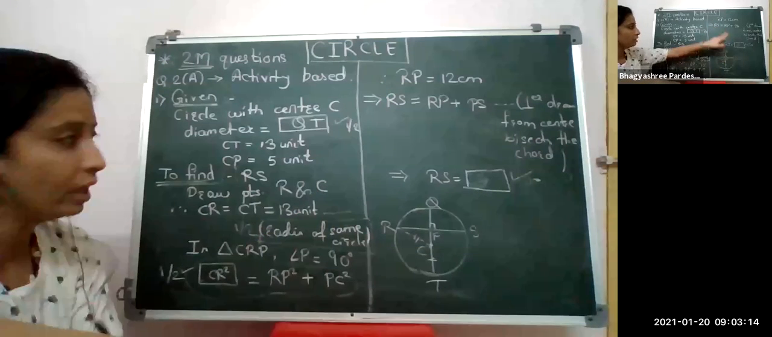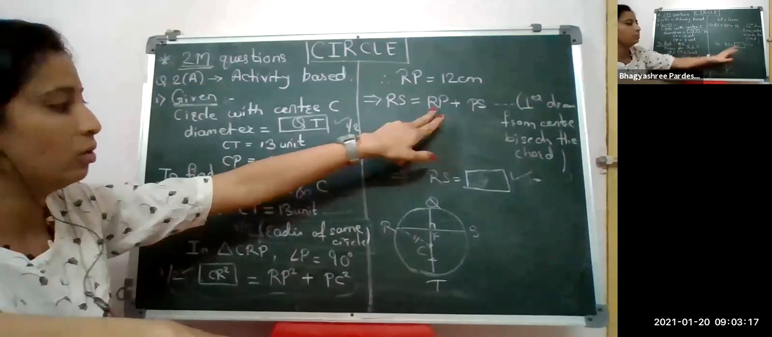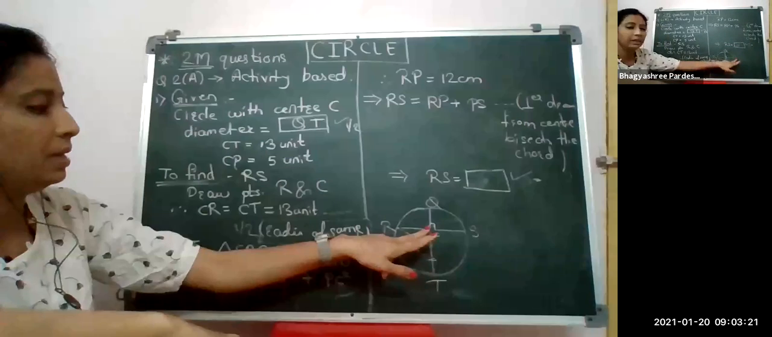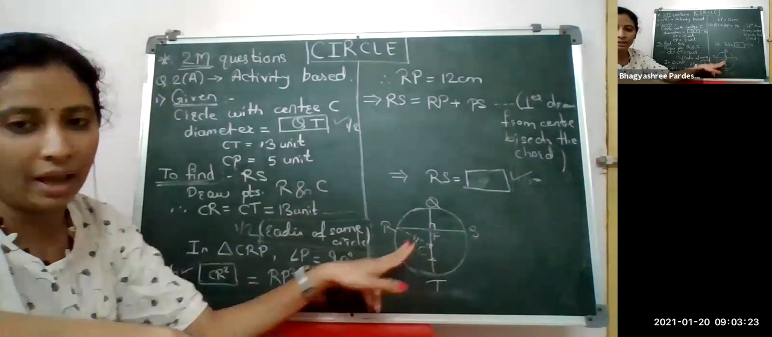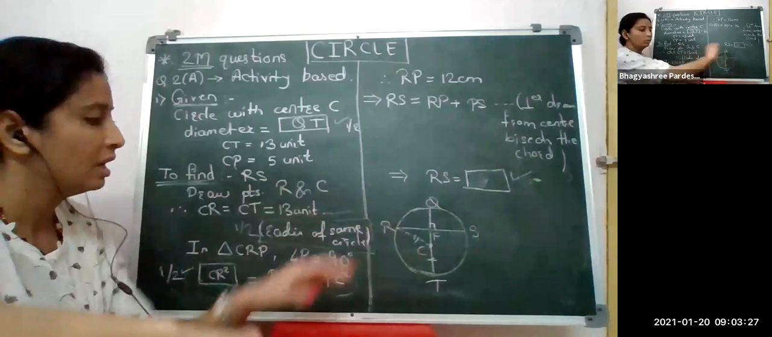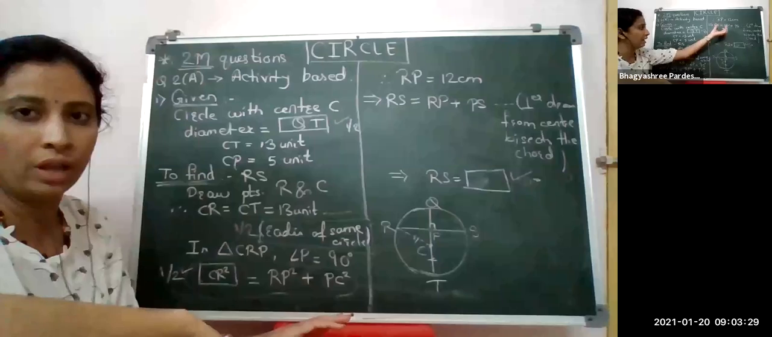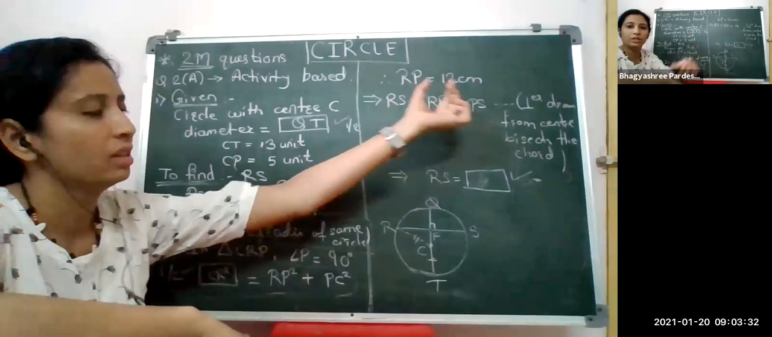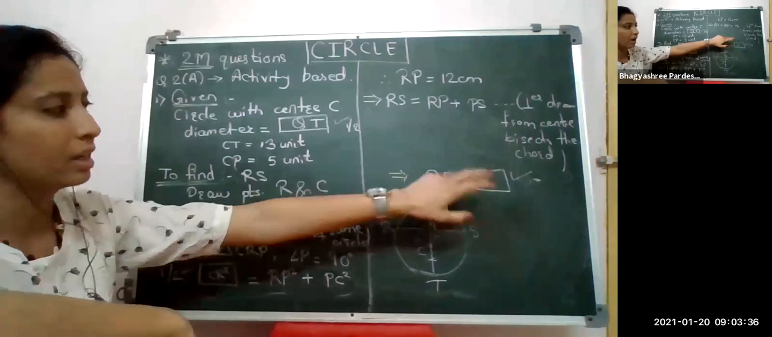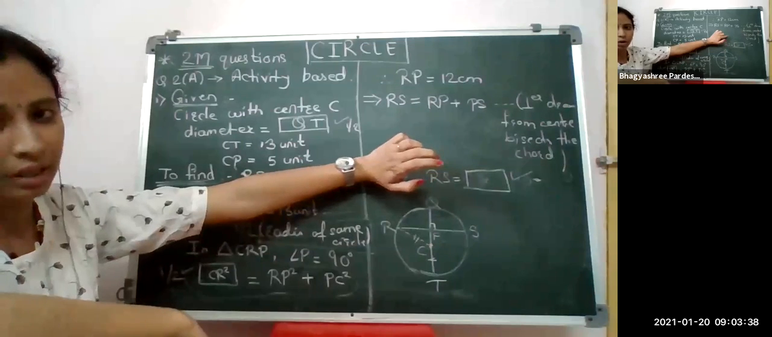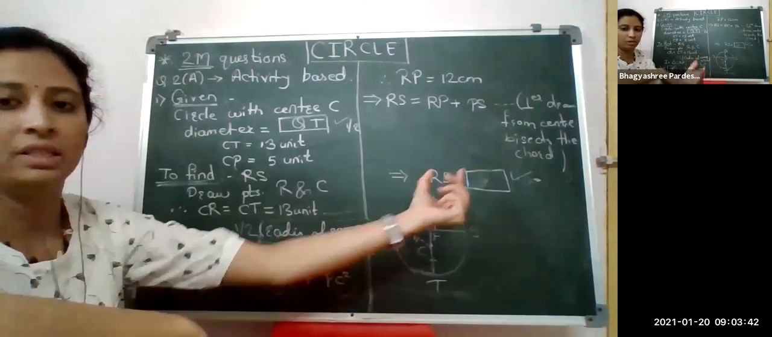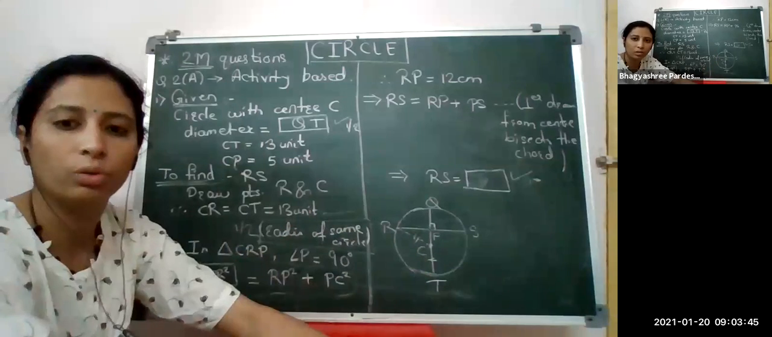Okay. Now next one, RS is equal to RP plus PS. Its reason is given: because CP is perpendicular to the chord, and we know that this bisects the chord into two equal parts. Therefore, these two are equal. So according to that, I can say that RS is the measurement of these two. Then what will RS come? Now here I dropped one step, and directly I write RS is equal to. So can anyone tell me what RS will be equal to?